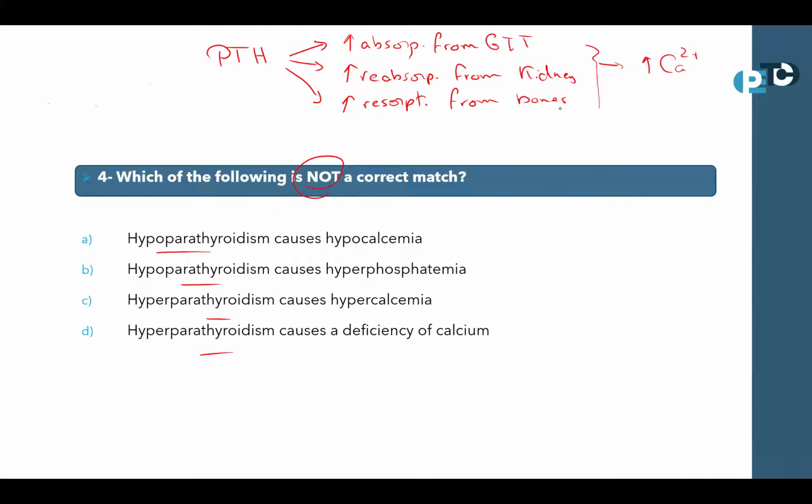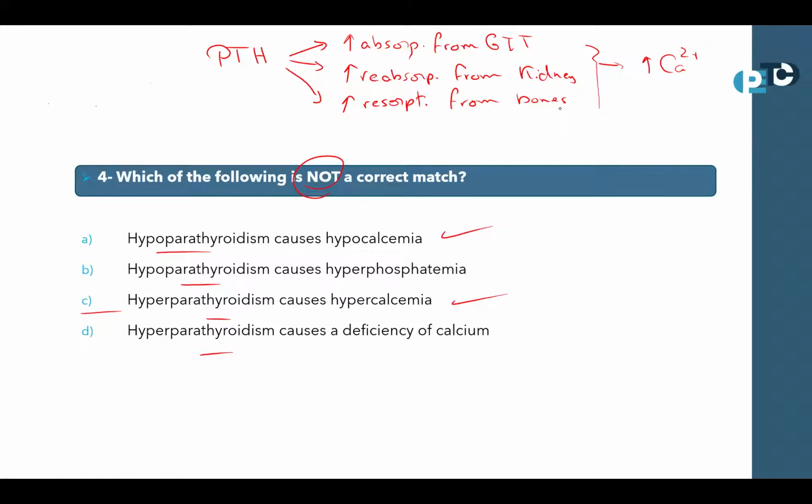So hyperparathyroidism will lead to hypercalcemia. Okay, therefore this statement is right. Number C is right. Hypoparathyroidism will lead to hypocalcemia. Of course, it is right.